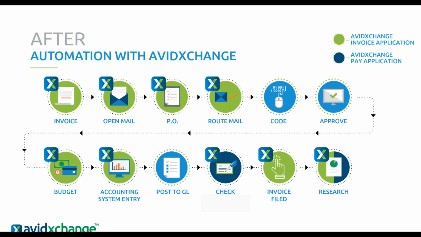Maybe they're routing it manually or electronically around the office for approvers to sign. Then there's some coding and approving, and it has to go into the accounting system. You have to match it to somebody's budget. Does this go to marketing's budget, finance budget, sales budget, whatever? What's the accounting system entry in terms of matching up those budgets to GL codes, et cetera? You have to post it to the general ledger, and then that's the invoice portion. Then we go over to the payment portion.